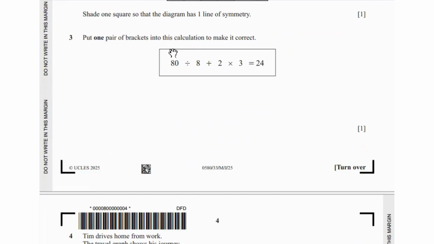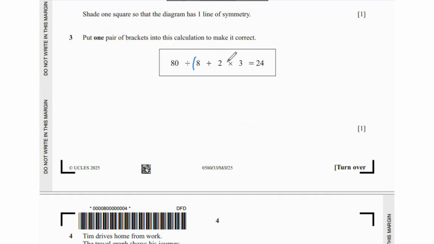Then put one pair of brackets into this calculation to make it correct. We have to make sure that the equation gives us 24. If I put a bracket around 80 divided by 8, that means it's 10 plus 2 times 3. Then we do 2 times 3, which is 6, and 10 plus 6 is 16. That isn't equal to 24, so that's not right.